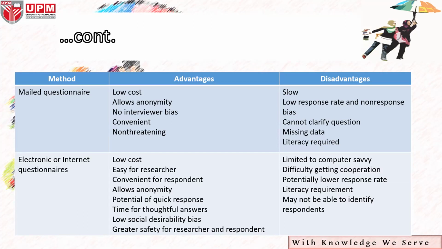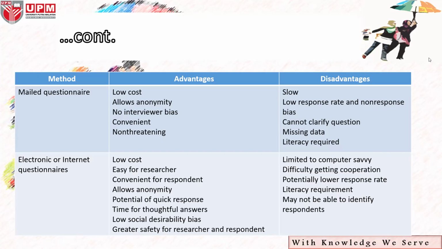Okay, so next one, mail questionnaire. It is low cost, allows anonymity, no interviewer bias, convenient and non-threatening. The disadvantage is it is very slow to post and get the questionnaire back. Low response rate and non-response bias. Cannot clarify questions because you do not know who your respondent is, and it can lead to missing data and literacy required. Literacy meaning that we need to make sure that our respondents are able to understand the questionnaire well.